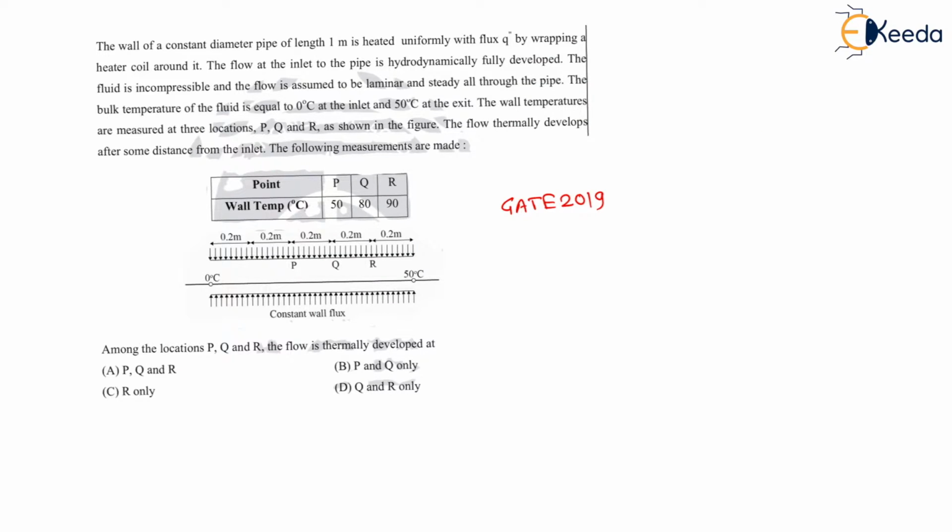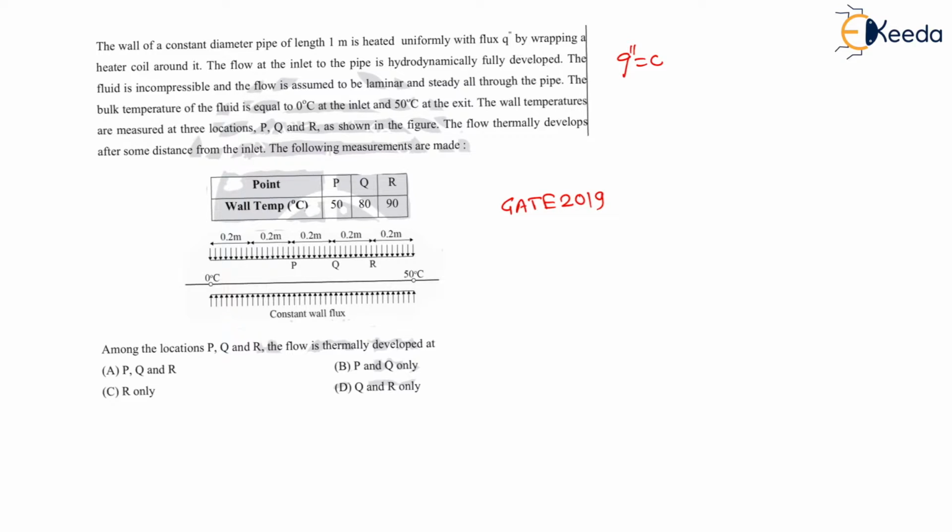The question is: the wall of a constant diameter pipe of length 1 meter is heated uniformly with flux q double dot by wrapping a heater coil around it. You can see here this wall of constant diameter and length is 1 meter. 0.5 plus 0.5 plus 0.5 plus 0.5 plus 0.5, total becomes 1 meter, right? And uniformly with a heat flux. Here the heat flux is constant. It is written constant wall flux. Therefore, this heat flux q double dot is constant here, right?